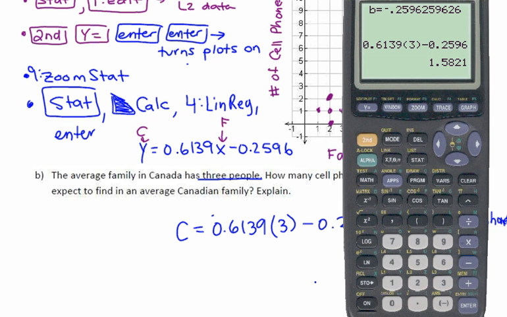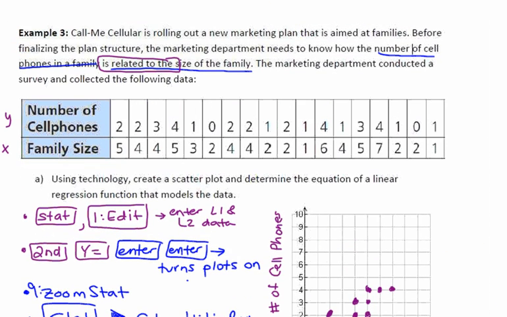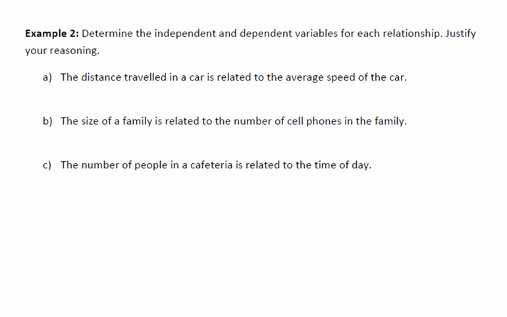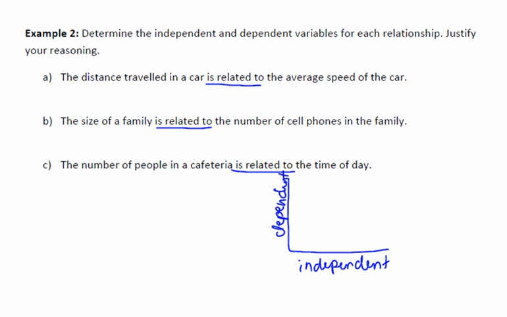Oh, let's go back up to number 2 really quickly. Same page. Just a really quick reminder, your x variable, is it independent or dependent? Independent. Yeah. And y is always dependent on x. Okay? And so in these statements, when it says is related to, if I said the distance traveled in a car is related to the average speed, the first is our dependent, and the second is our independent.